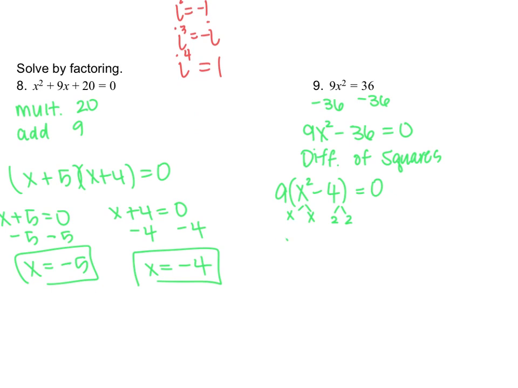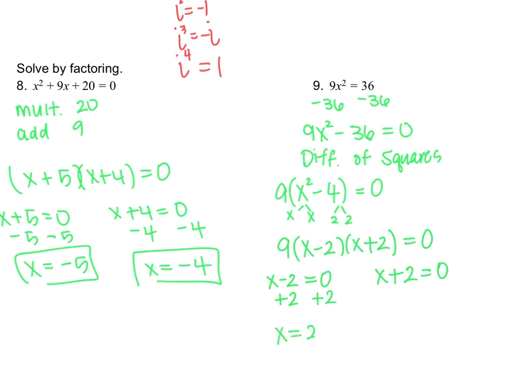So that's going to give us 9 times (x minus 2)(x plus 2) equals 0. And then we set the factors x minus 2 and x plus 2 equal to 0. We're going to add 2 to both sides and get x equals 2. Then we're going to subtract 2 from both sides and get x equals negative 2.